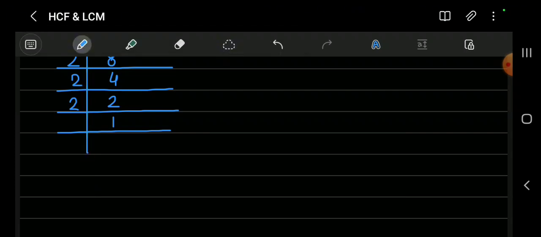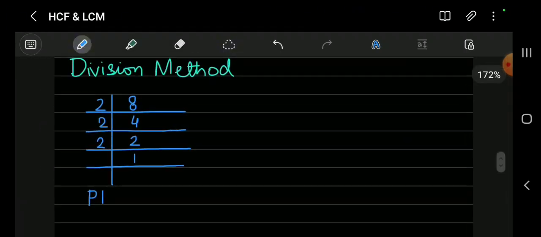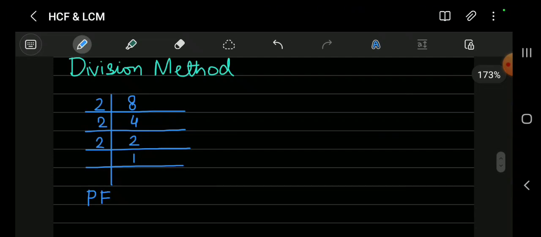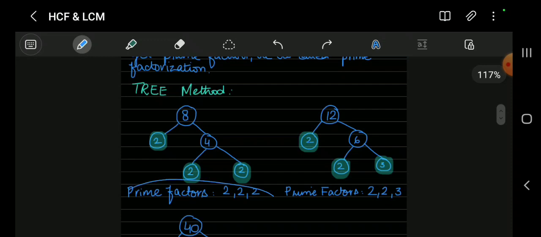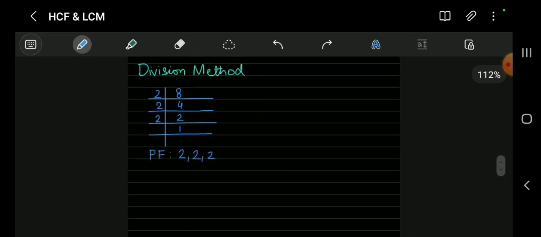So your prime factors by the division method give you 2, 2 and 2. Here the numbers that you get are actually your prime factors in the repeated division method. Okay, so see, in your case of 8, the prime factors that you get by the tree method are also the same. Now let's do 12.